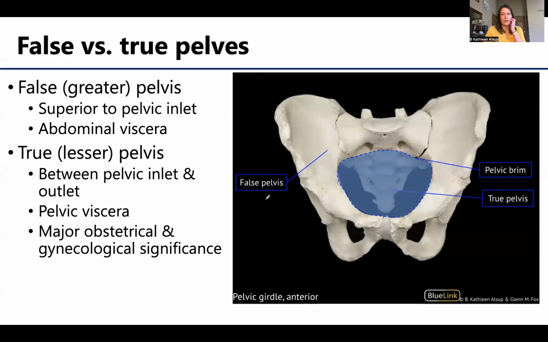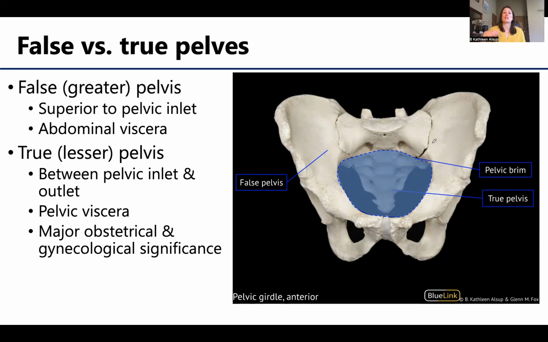Now let's return to that concept of the false versus the true pelvis. Again, you want to recall what the pelvic brim is. We have this outlined here in this dashed blue line. The false pelvis or the greater pelvis, sometimes you hear them either way, they're the same area. The area superior to the pelvic brim or the pelvic inlet is referred to as the false or the greater pelvis. It's greater because it's a little larger in this region.